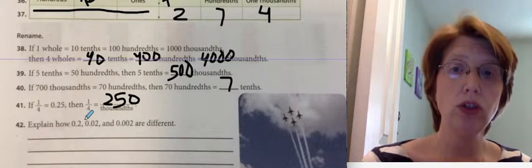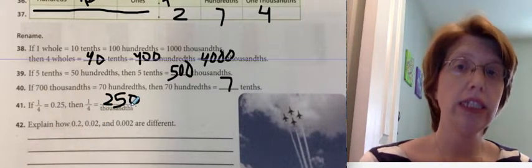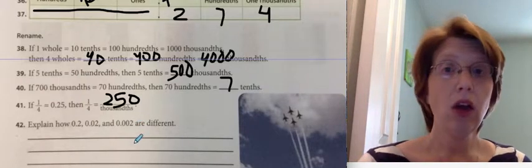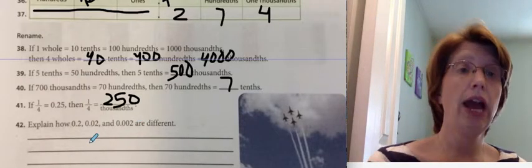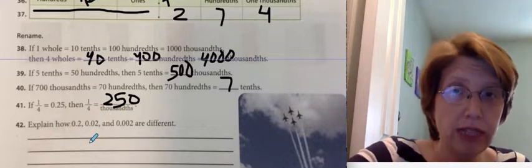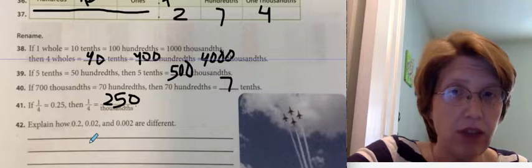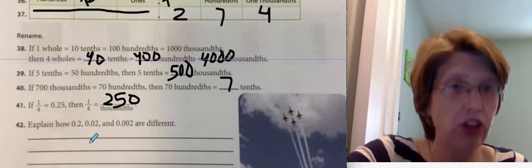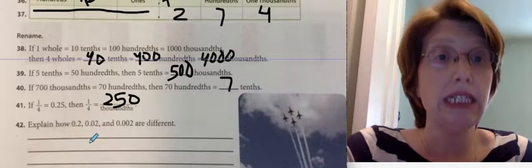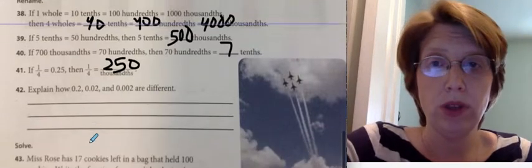Explain how 2/10ths, 2/100ths, and 2/1,000ths are different. What I would write here is the 2 has a different value. The 2 has a value of tenths here, that has a value of hundredths, and then it has a value of thousandths. So I would write the 2 has a different value.